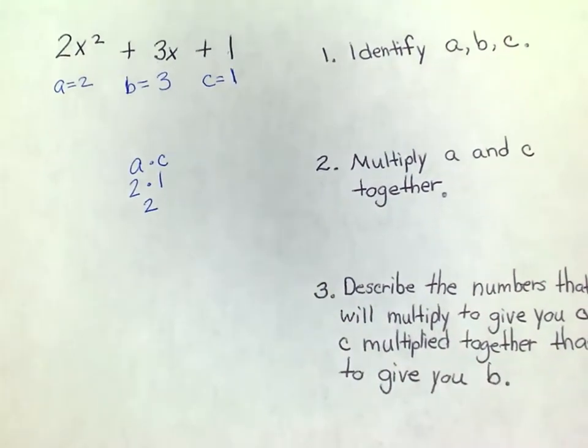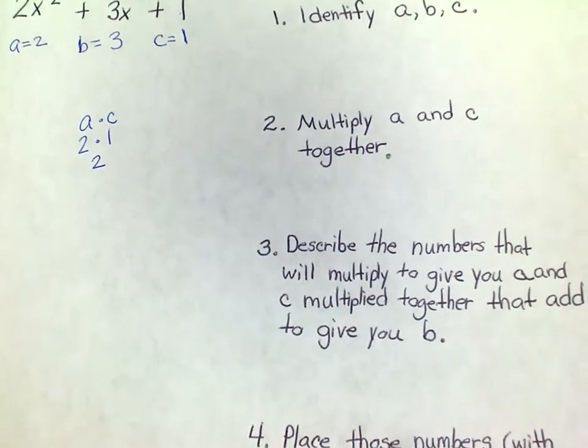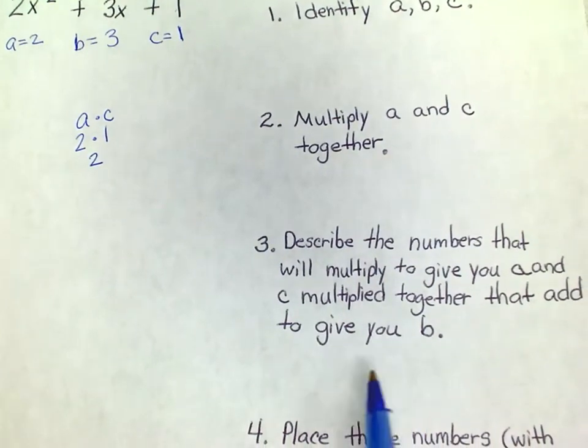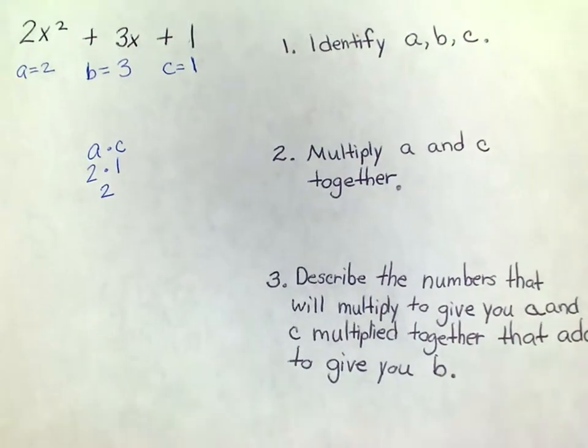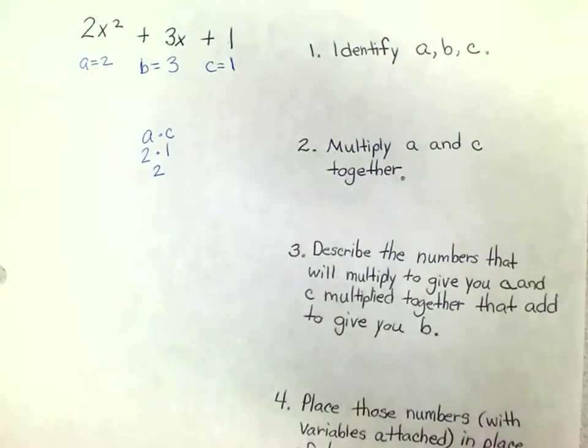Okay, so then describe the numbers that will multiply to give you A and C multiplied together that add to give you B. So let me zoom out and focus.